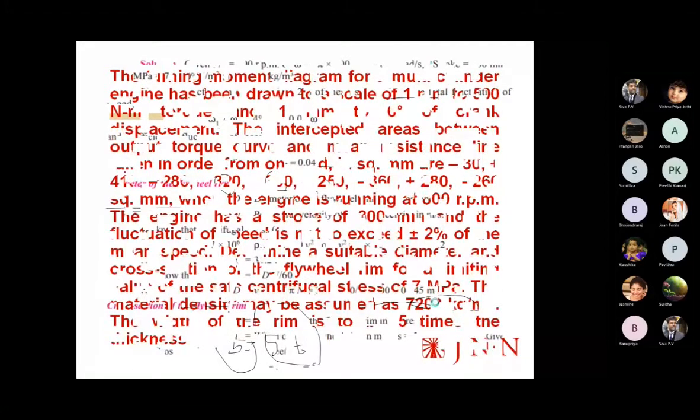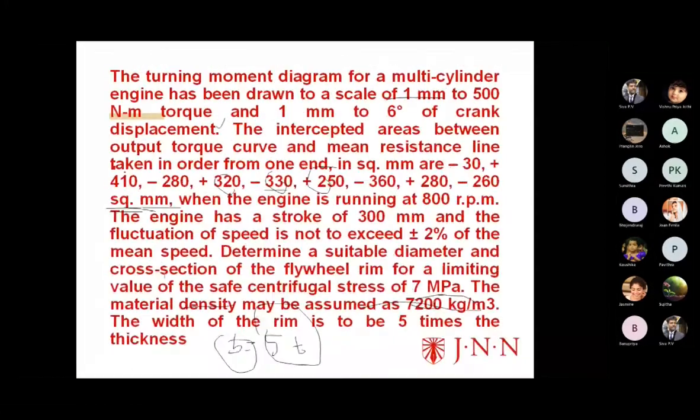Now in this problem we are going to determine a suitable diameter and cross section of the flywheel. Yesterday we found the fluctuation of energy, and here also we want to find that, but in addition, the diameter and dimensions of the flywheel also we have to find out.